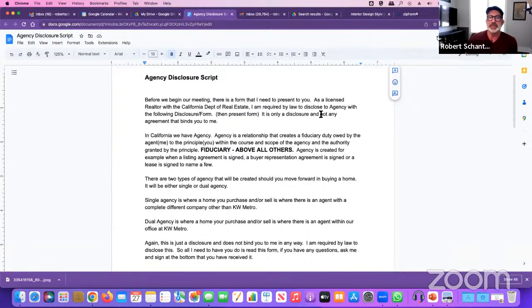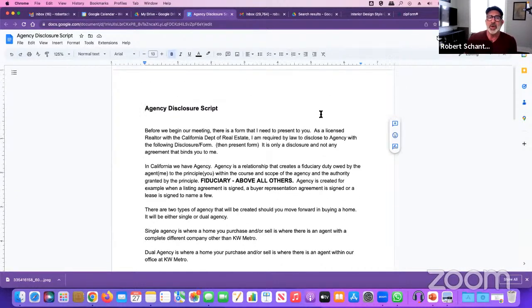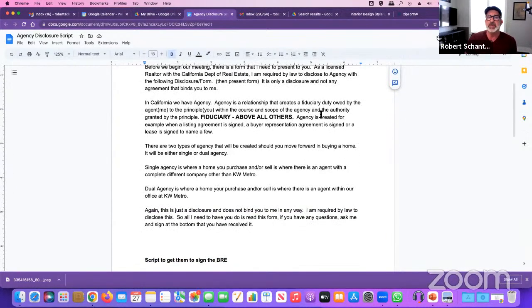And then dual agency is where a home you purchase and or sell is where there is an agent within our office at KW Metro who might represent the other side, or a situation where an agent represents both buyer and both seller. Those are very rare, though. We do allow agents in our office to represent both buyer and seller after approval by me. And you can't be a brand new agent because I want to make sure you stay in the business and not get out of it.